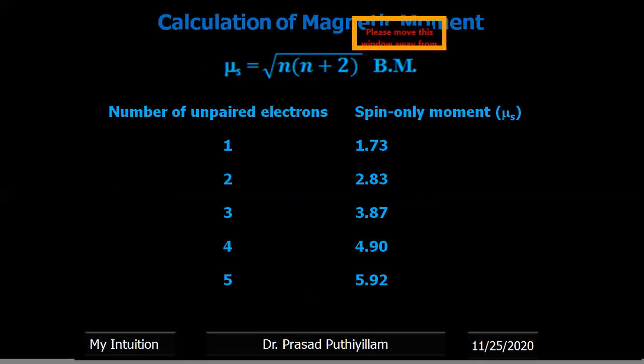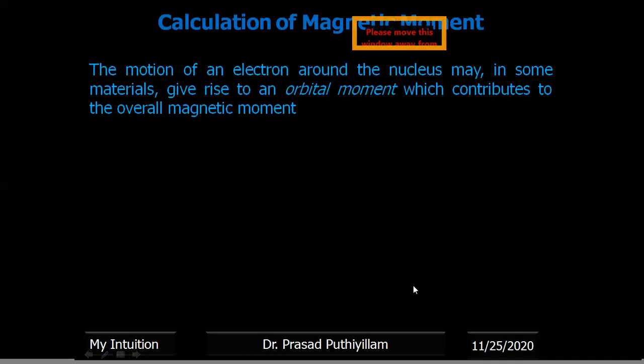We are not taking any example as such here, but if we substitute n equal to 1, we get 1.73. It becomes 1 into 1 plus 2, that is 3, square root of 3. If the number of unpaired electrons is 2, the value will be 2.83. If the number is 3, it is 3.87, and so on. For 5 unpaired electrons, it becomes 5.92. So let us take some examples.